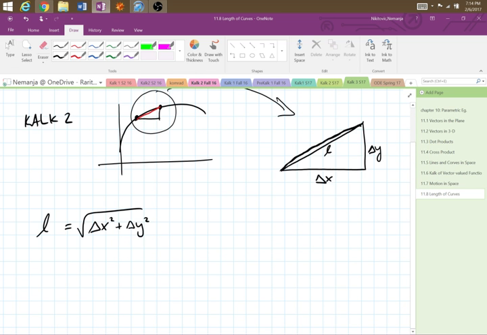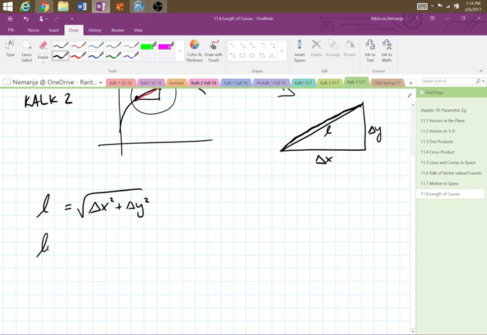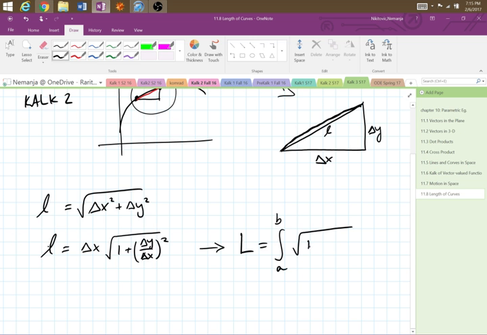And then we do a little manipulation where we pull out delta x. Oops, I put L in. L is equal to delta x, as we factor out delta x squared, so we get delta y over delta x squared. We know that in the limit that becomes the derivative. So we are able to obtain the formula in Calculus 2, which says that the length of the curve is the integral from a to b of the square root of 1 plus dy/dx squared dx. So this was the formula.